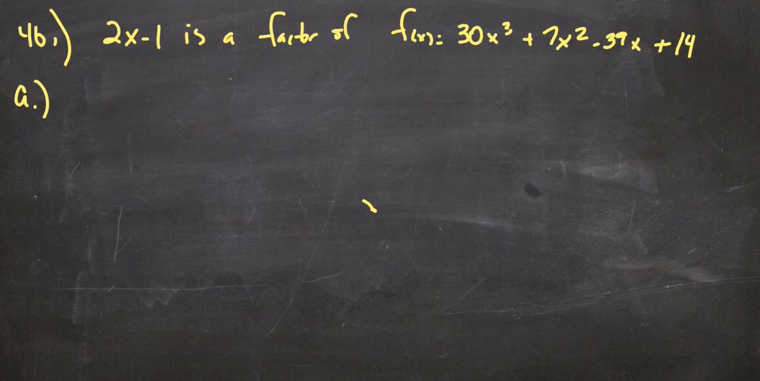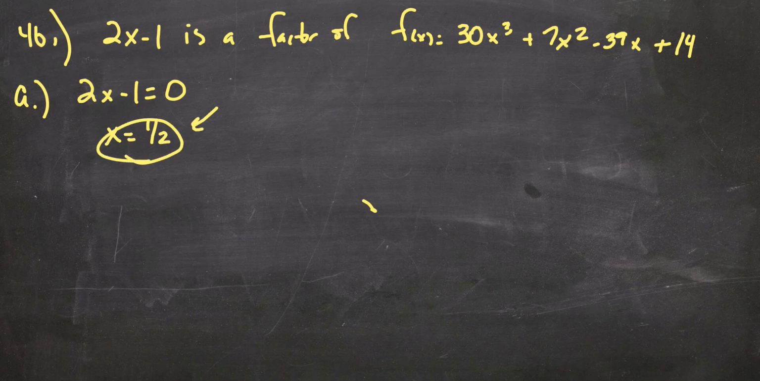Alright, so 2x minus 1 is a factor of this function, 30x cubed plus 7x squared minus 39x plus 14. Well, A says, what is a 0? Well, if I know 2x minus 1 is a factor, I know I can set it equal to 0, and x is going to equal 1/2. That's by solving it. So that's going to be a 0.